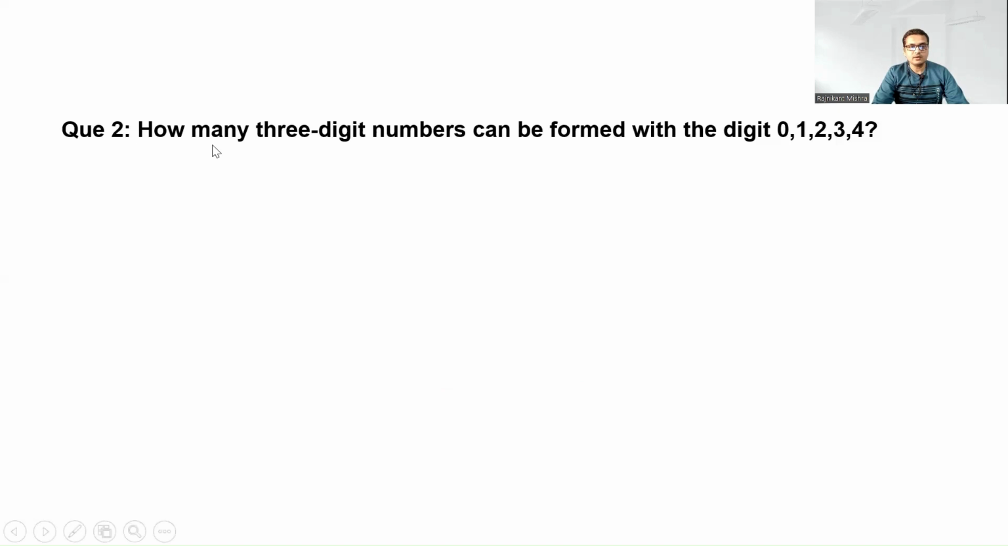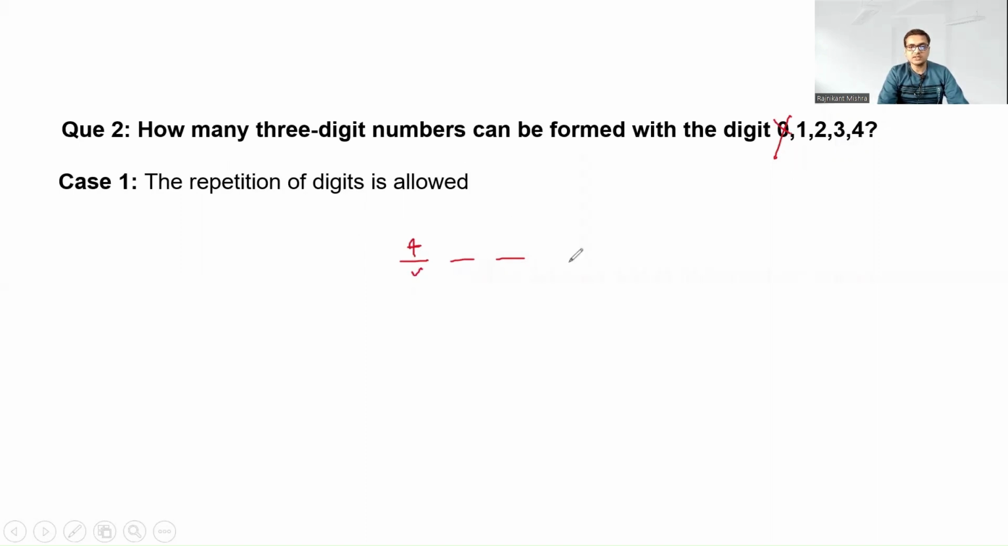Question number 2. How many 3-digit numbers can be formed with the digits 0, 1, 2, 3 and 4? Case 1. The repetition of digits is allowed. For 3 digits, we have 3 positions: unit, tens and hundreds. For the first position, we have only 4 choices: 1, 2, 3 and 4. Because if you put 0 at the hundreds place, then 0, 1, 2 is not a 3-digit number, it's a 2-digit number.